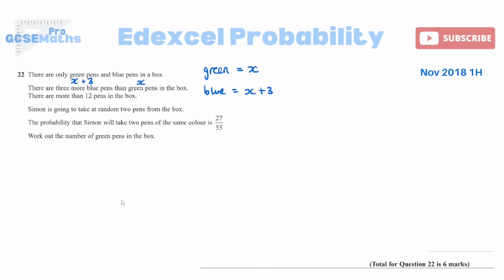Because there are what I call 2 events. The first event, which is the first branch, would be picking out the first pen. And then the second event, or the second branches, would be picking out the second pen. So that would create a probability tree style.